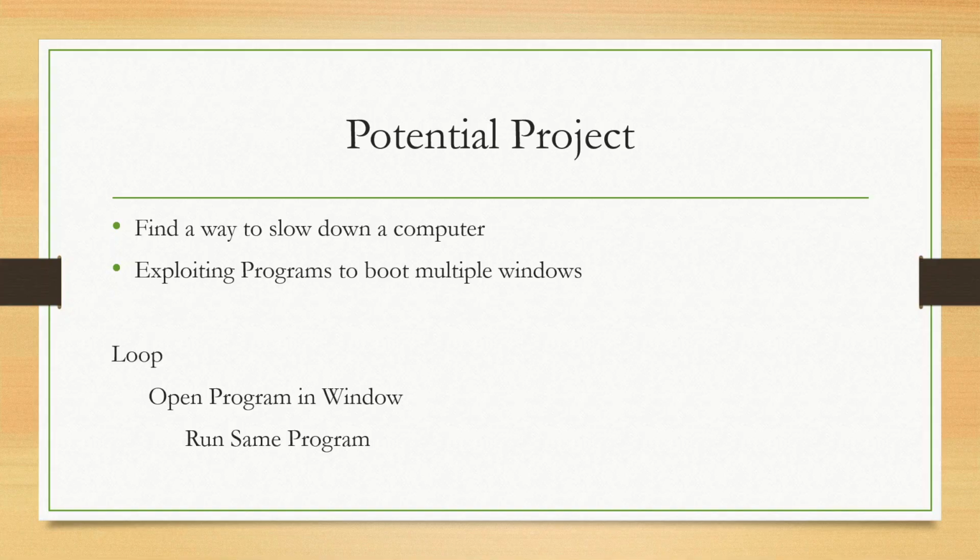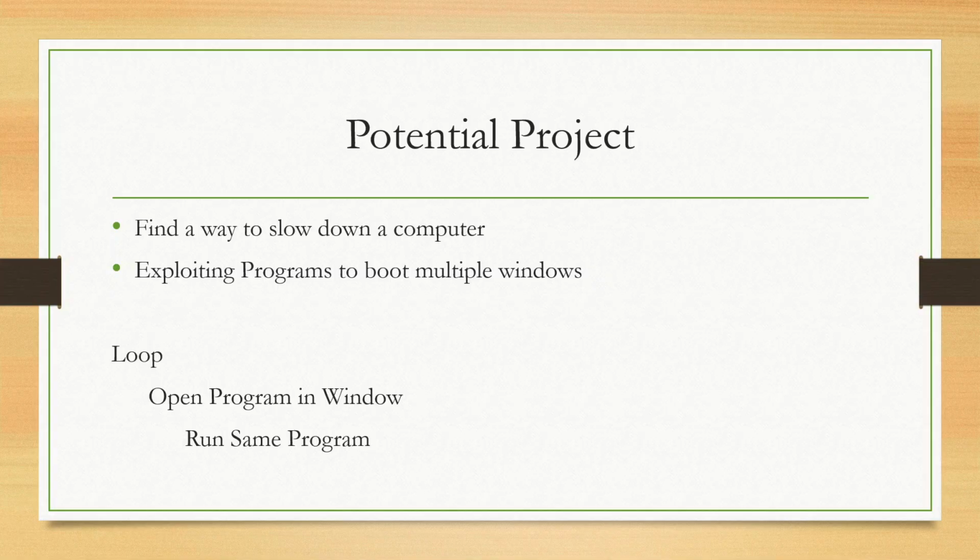So basically, you can find a way to slow down a computer. The whole point of that previous bit was that you could use programs to boot multiple windows. I don't know, more average users know this, where if you open up a ton of programs, it slows down your computer a lot and could make it potentially unusable. So you could do this by doing a loop, opening a program in a window, and then running this. And to take a step even further, you can run the same program within that loop, which causes a lot of replicating to happen and can potentially slow down your computer quite a bit.